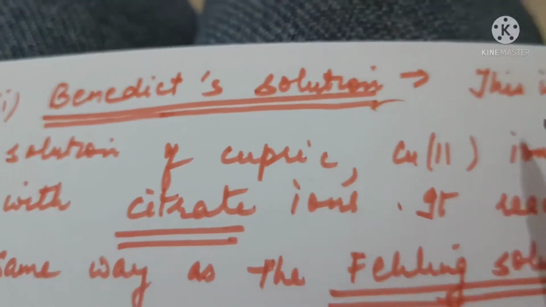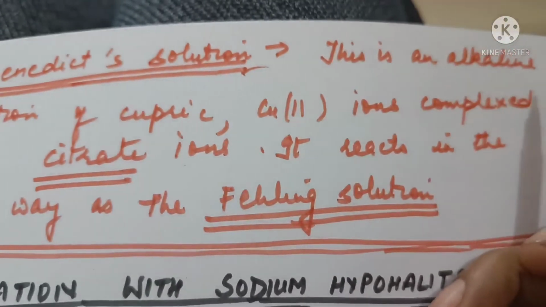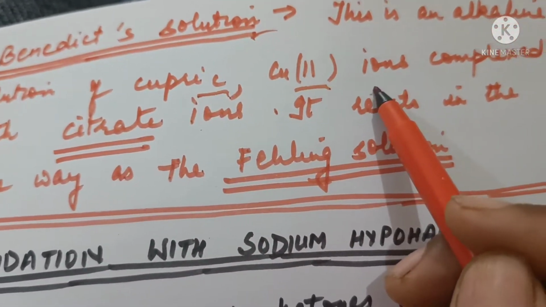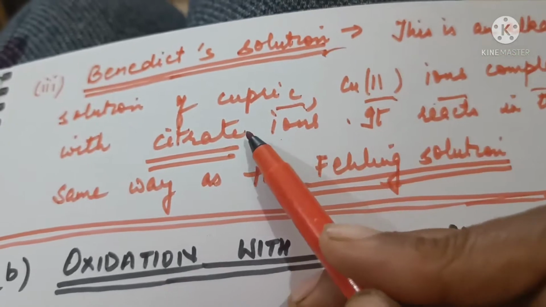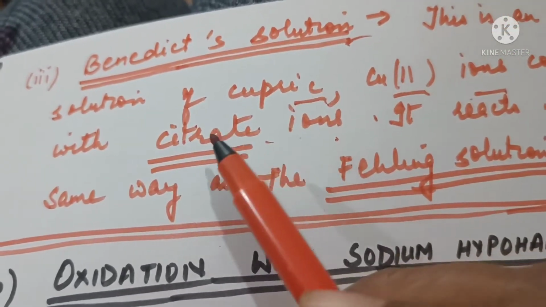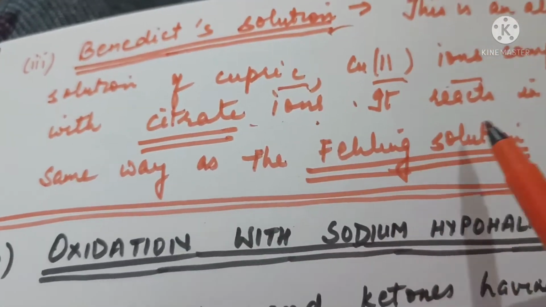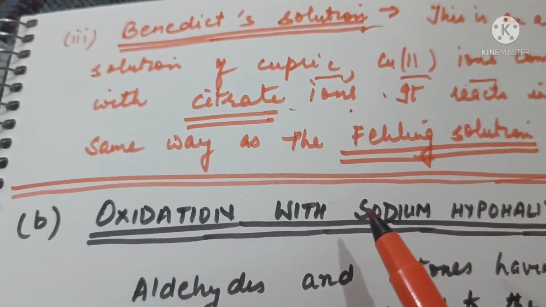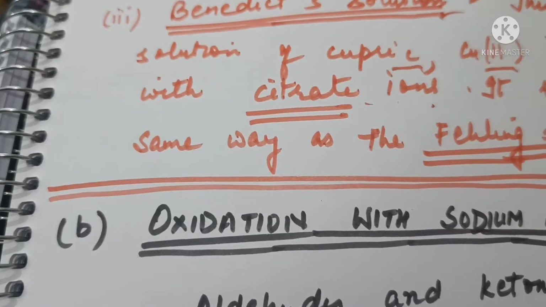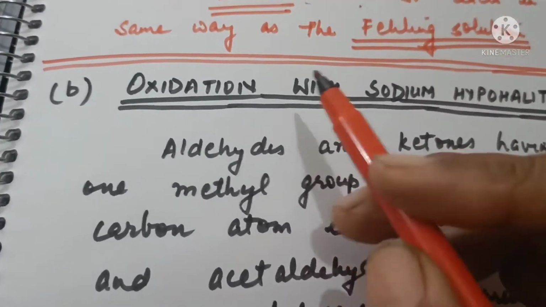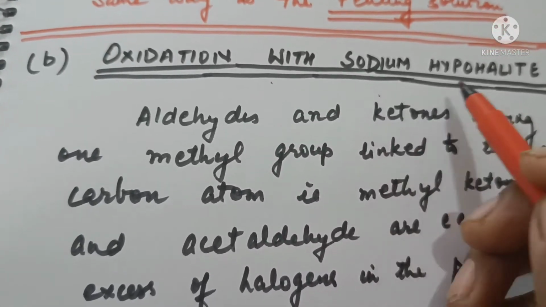Then Benedict solution is an alkaline solution of cupric Cu2+ ions complexed with citrate ions, whereas Fehling solution was with tartrate ions. This is with citrate ions. It reacts in the same way as the Fehling solution, that is, it also gives reddish brown precipitates of cuprous oxide. Then oxidation with sodium hypohalide.